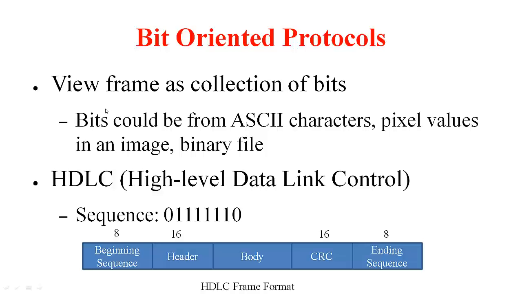So in bit-oriented protocols, a frame is viewed as a collection of bits, and these bits could come from an ASCII character set or pixel value or from a binary file. In other words, these bits don't have to respect a byte boundary. So here is an example of a bit-oriented protocol, HDLC.